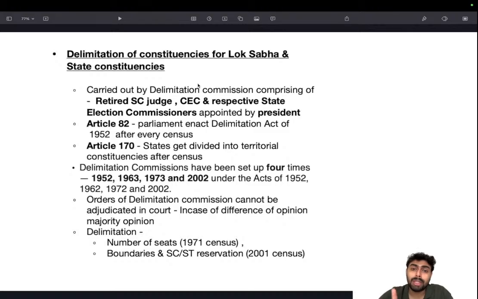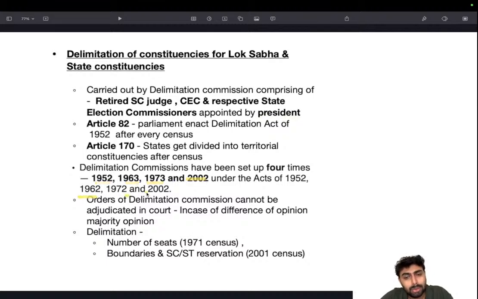And the composition of the delimitation commission is very important because it's kind of a mixed bag with a retired SC judge, which is something that you don't usually see in these kinds of bodies. But yes, there is a retired Supreme Court judge. Okay, that's very important. The Chief Election Commissioner and the respective state election commissioners are appointed by the president. Okay, again important.